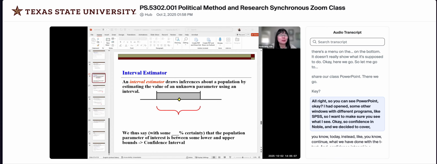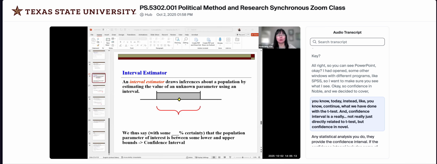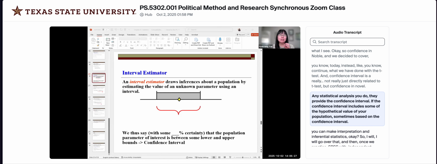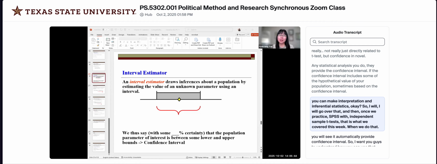Okay, so confidence interval, and we decided to cover it today instead, to continue what we have done with the t-test. A confidence interval is not really directly related to just the t-test. Any statistical analysis you do provides the confidence interval. If the confidence interval includes some of the hypothetical value of your population, based on the confidence interval, you can make interpretation and inferential statistics.